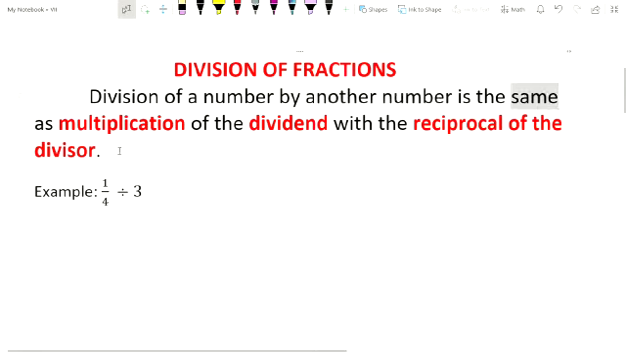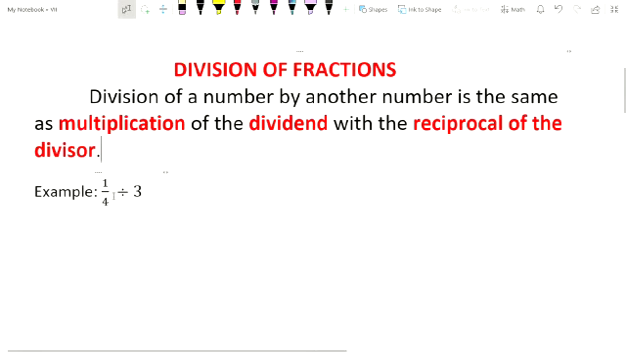as multiplication of the dividend with the reciprocal of the divisor. Let's see the example. Through an example you can learn it. Okay children, see here, 1 by 4 divided by 3.